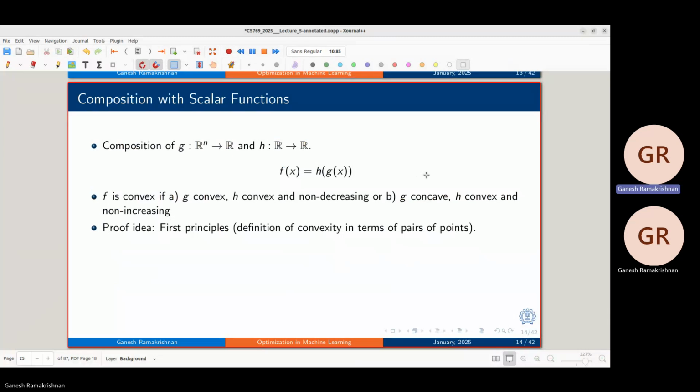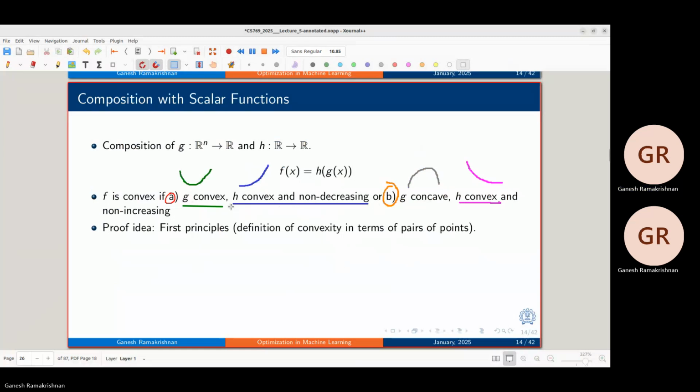Look at this interesting keyword, right? g must be convex. The argument inside should be convex, and h, the argument outside, is convex and non-decreasing. Non-decreasing is important. Increasing is of course a sufficient condition. Non-decreasing is a necessary condition.